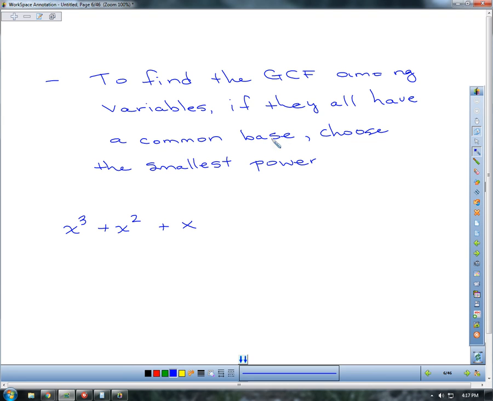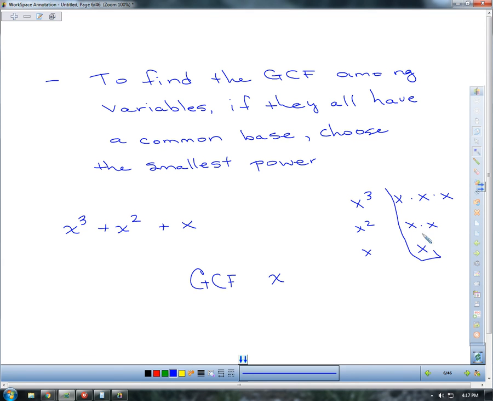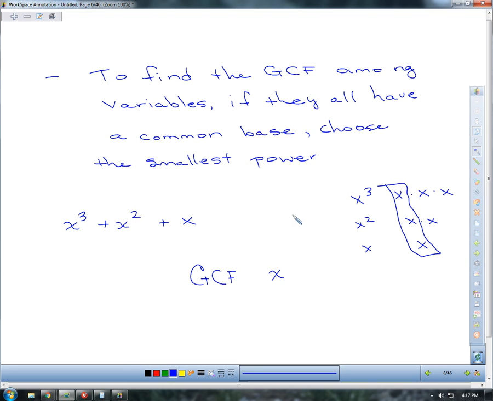Now, moving on to variables. When you want to find the GCF among variables, if they have a common base, so all these have a base x, then choose the smallest power, which would be this one. So my GCF would be x. Reason being, if I have x cubed, x squared, and x, my factors are this. So the only one that they share is that one x. So just look, does every term have that letter? If so, what's the lowest power of that letter?